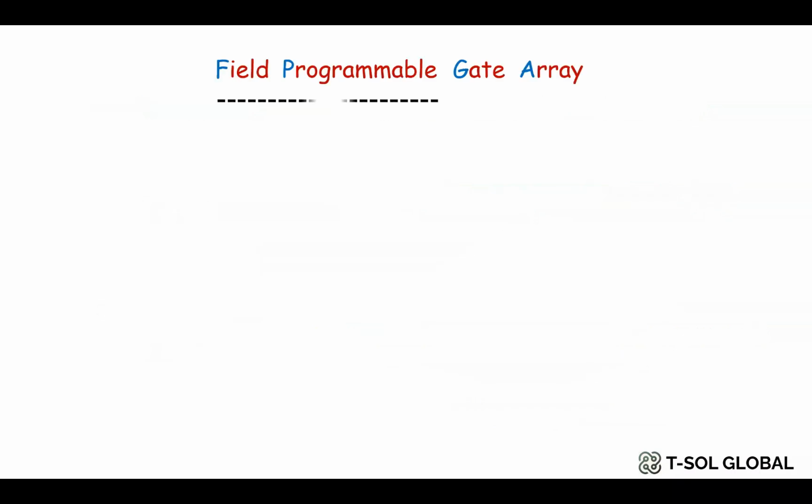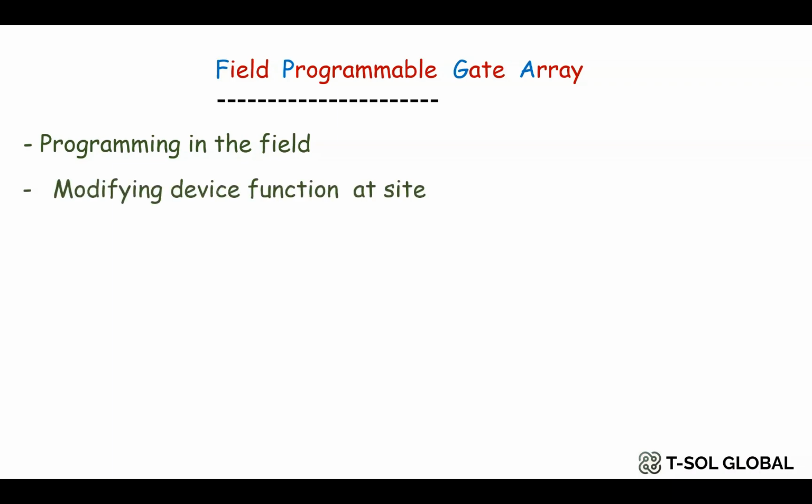Now, the part "field programmable" represents a device that can be programmed in the field, or the functions of the device can be modified on site. Also, it can be programmed repeatedly, any number of times.